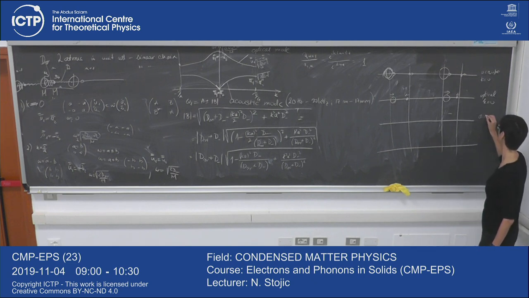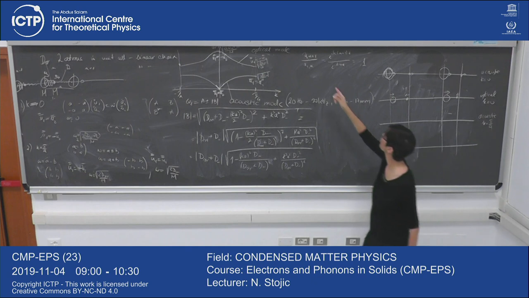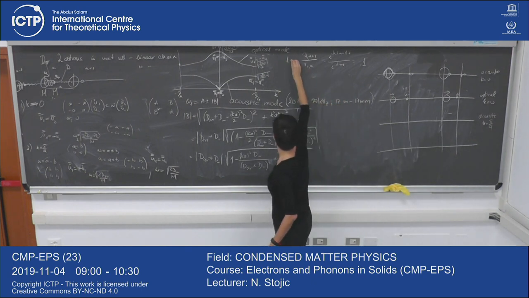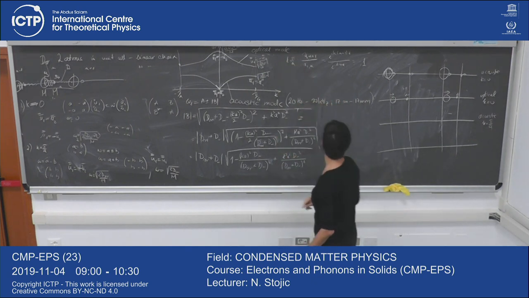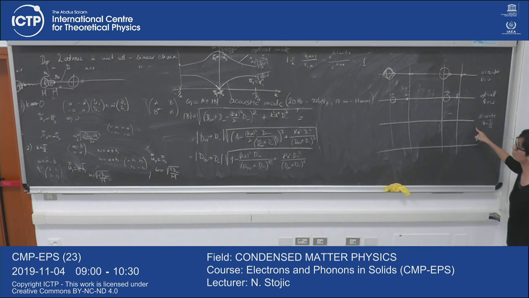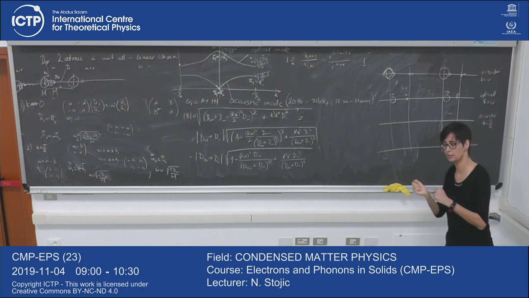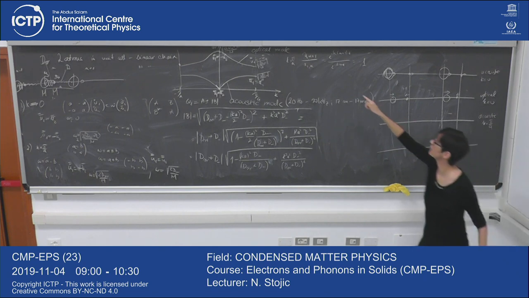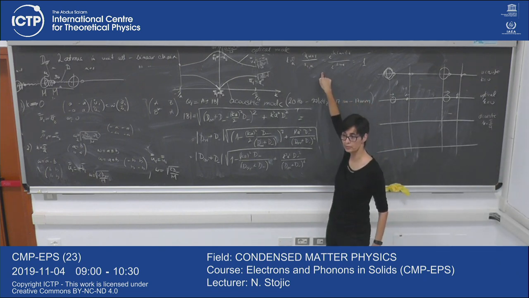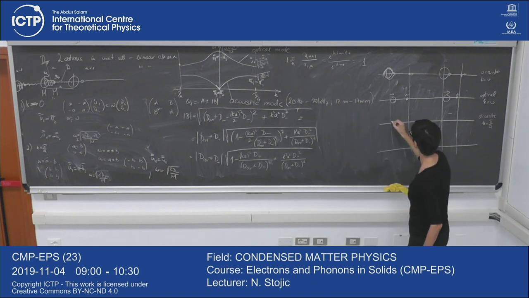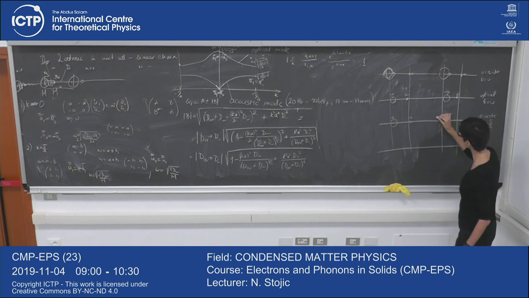And then acoustic at the zone boundary. This was for the zone boundary, of course. We have that the atoms in the cell move together, but the neighboring cells move opposite. So we'll displace them here, and on the next cell, it's going just the opposite way.